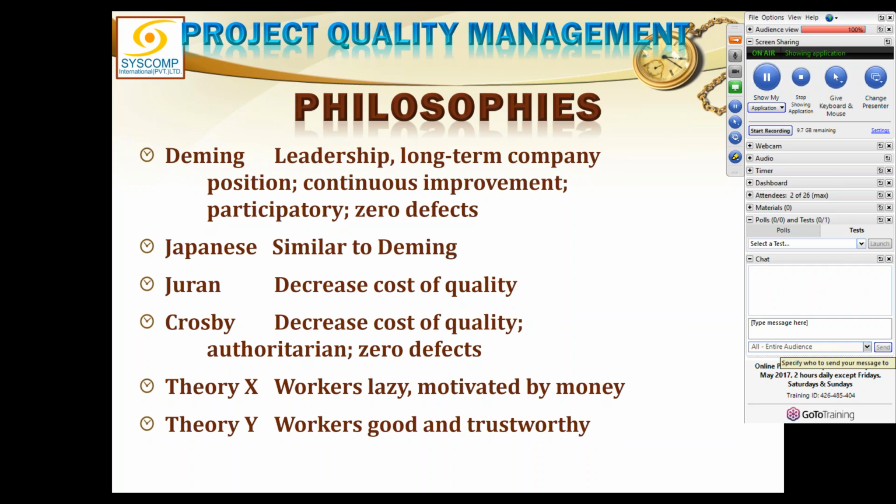Then there were so many Japanese scientists, social scientists, who were students of Deming and Juran, like Ishikawa, and a lot of others, and they worked more on these areas. Crosby also worked on the degrees of quality and zero defect and so on and so forth. So there are a number of philosophies, and they are still working on them.